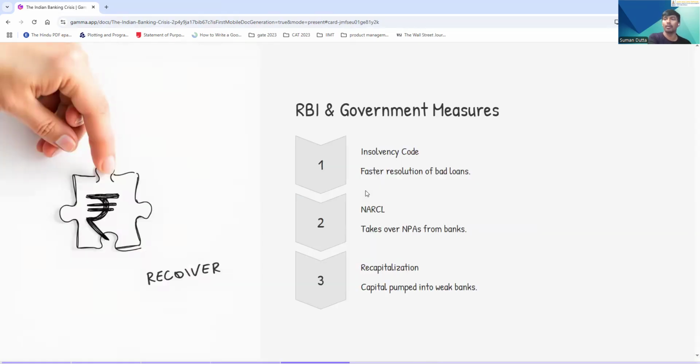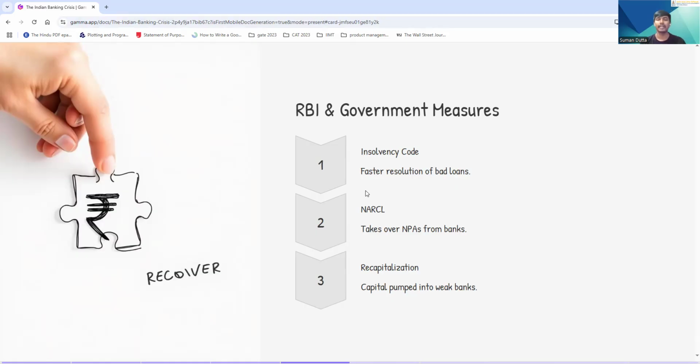So what RBI and government measures can help to solve this problem? There is the IBC code, the Insolvency and Bankruptcy Code 2016, established for a structured process for resolving NPAs efficiently. That leads to faster resolutions and time-bound recovery from defaulters. There is also NARCL, the National Asset Reconstruction Company Limited, a dedicated entity to purchase and resolve stressed loans, reducing the burden on banks.